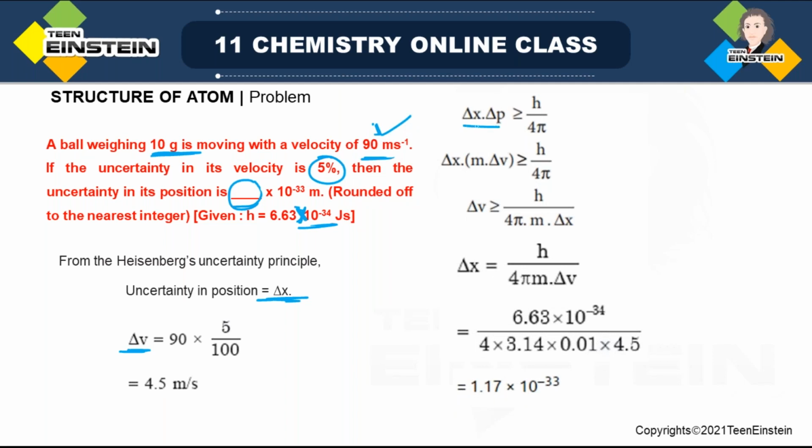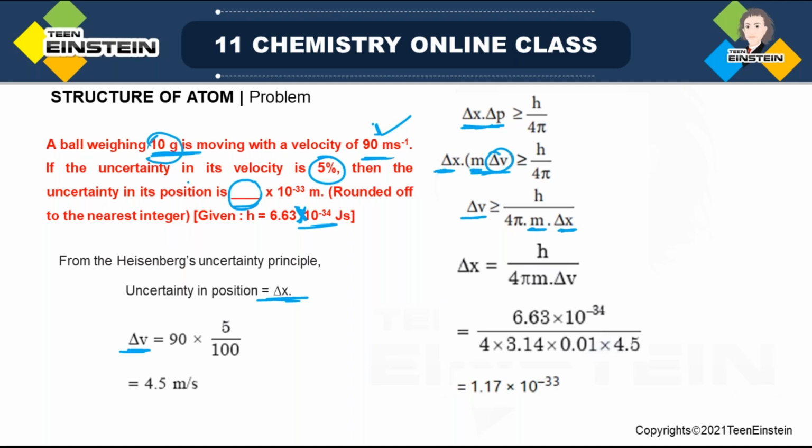So Δx into Δp. Now Δp you have to break in this way, m into Δv, because we know Δv. We have to find Δx. m is known because here mass is given in the question. And this total quantity, that is Δx into Δp or m Δv, is greater than or equal to h by 4π. So Δx should be equal to h by 4π m Δv.